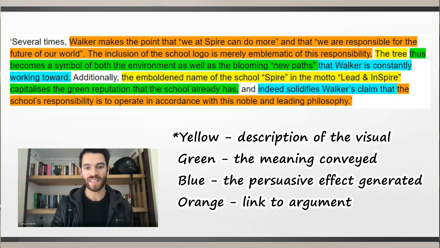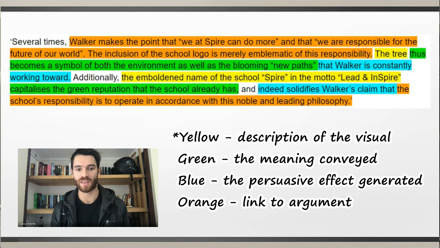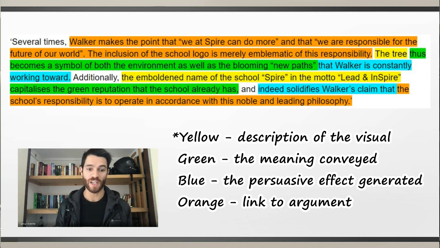Now, with this example, if you're reading it carefully, or even if you're confused, it's likely because the colors should actually be overlapping here. The green and the blue in this case could be either green or blue because those lines are discussing the author and the meaning that is being conveyed. So similarly, at the end, the link to the argument in orange could actually also be in blue because it's also discussing the effect being generated by the author.